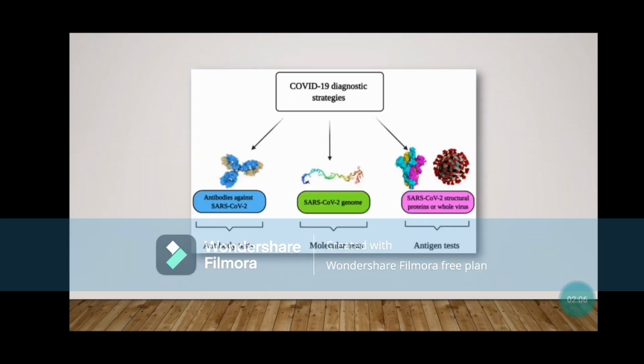Let's have a look at this diagram. If we talk about diagnostic tests, there were also some diagnostic strategies, and three were the main diagnostic strategies. Number one, antibodies against SARS-CoV-2 virus, searching for antibodies in the body which the immune system produced against the virus. Antibody tests. Number two, SARS-CoV-2 genome, molecular tests identifying the RNA of the virus. Number three, antigen tests, SARS-CoV-2 structural proteins or whole virus.